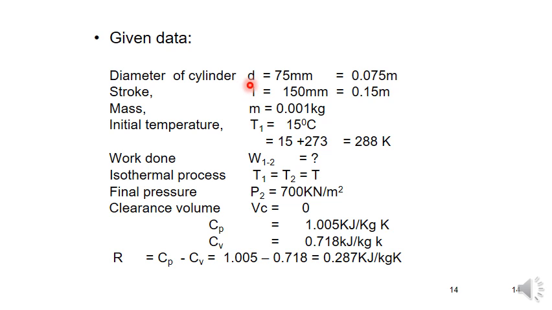First write the data: diameter, length, mass, temperature, and we have to calculate the work done. That's why I'm putting a question mark. Temperature they have given, pressure, clearance volume, Cp value, Cv value. So by using the Cp, Cv values we are calculating the R value.